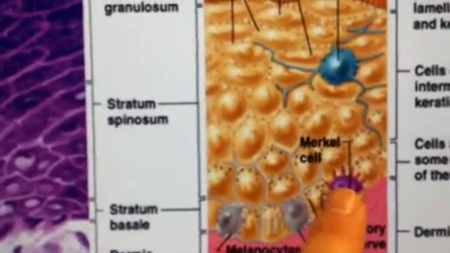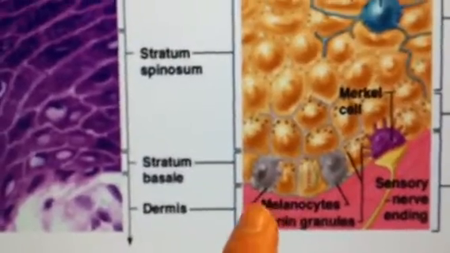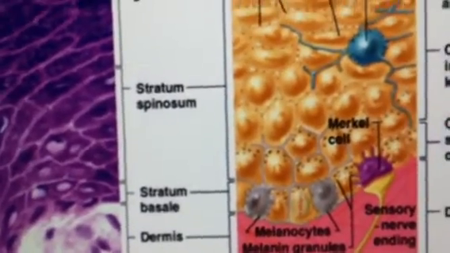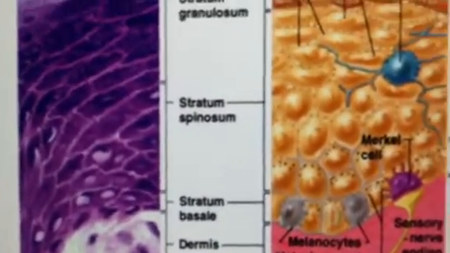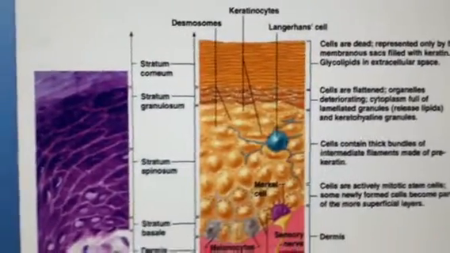There's also Merkel cells that help us touch, and that's some of the cells that you'll find in here, along with pigment cells, melanocytes. So these are all things that we'd like for you to become familiar with, things that are found specifically within the epidermis.